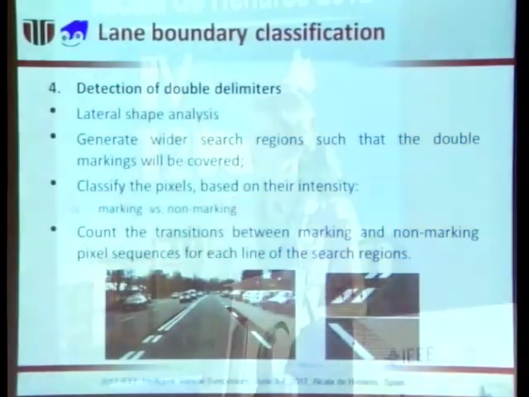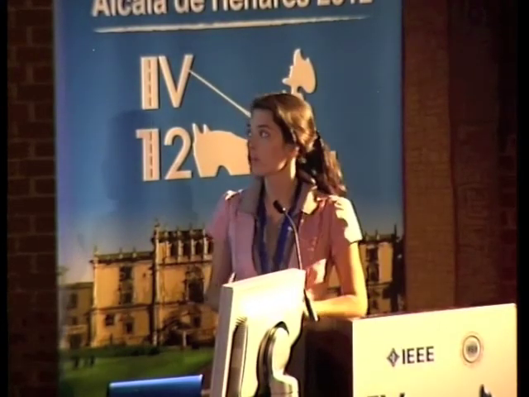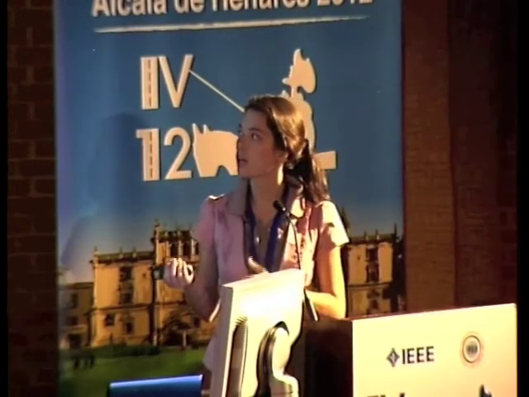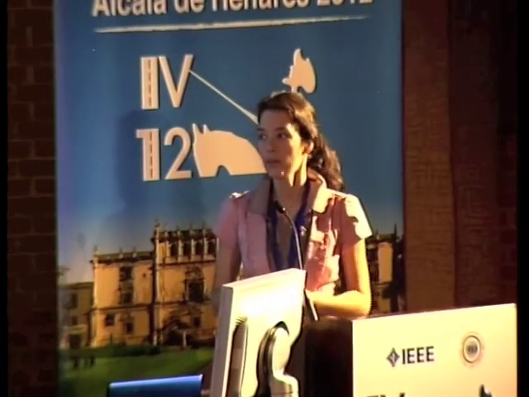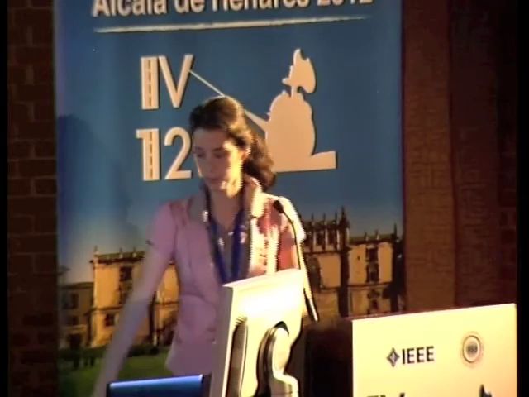We can see in the image on the right that for single lane delimiters we have 2 transitions, whereas for double lane delimiters we have 4 transitions. We average this transition for all the points, and if we obtain an average value greater than 3, we classify the delimiter as being a double delimiter.